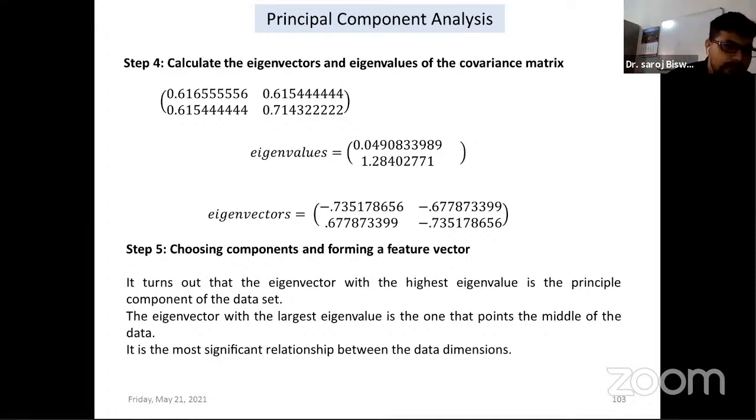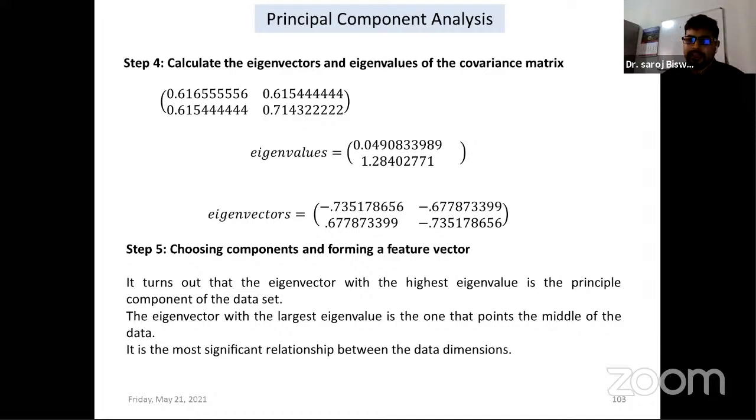Once we get the principal component, we can say we have most of the information of the data set in our hand. So which one becomes the principal component? The eigenvector with the highest eigenvalue. Out of these, this is the first eigenvalue for the first eigenvector, and this is the second eigenvalue for the second eigenvector. Out of these two eigenvalues, this eigenvalue is the highest. So now we can say this is the eigenvector which is the principal component of the data set.